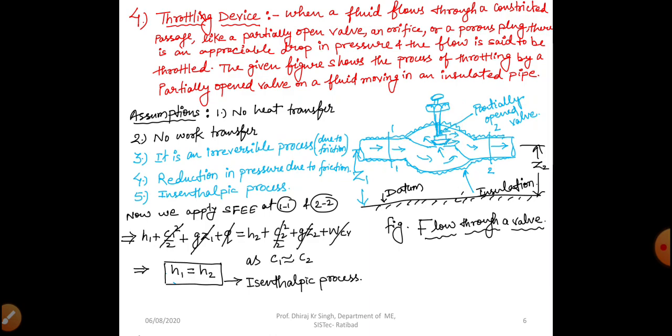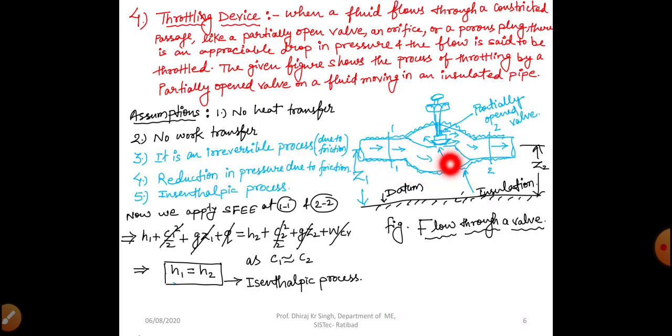So there are also some assumptions. First assumption is no heat transfer, because this pipe is insulated. Second, no work transfer, because no work is being done by the system or on the system. Water is coming and going out, not doing work anywhere. So work transfer is 0. Third, it is an irreversible process.